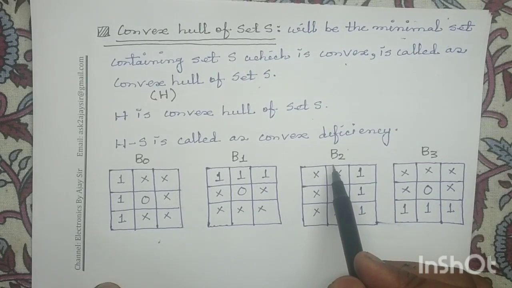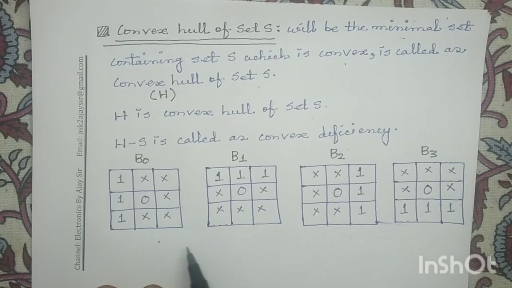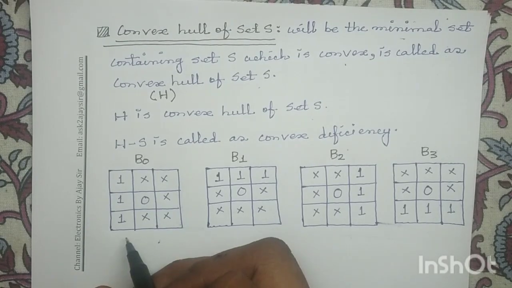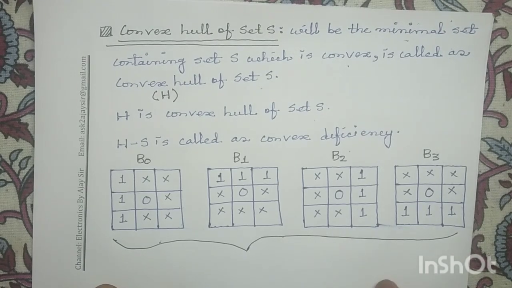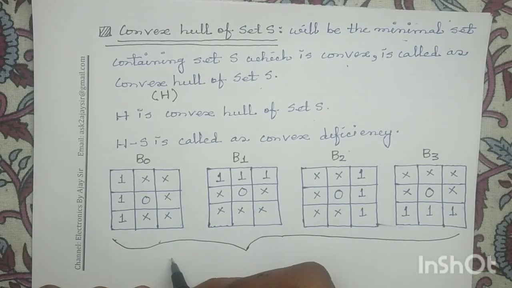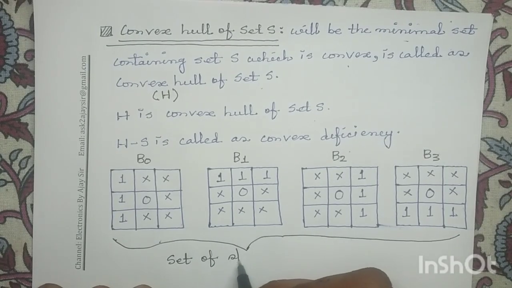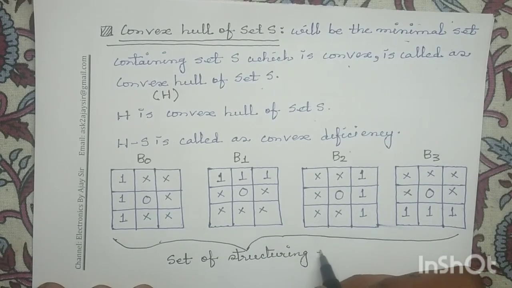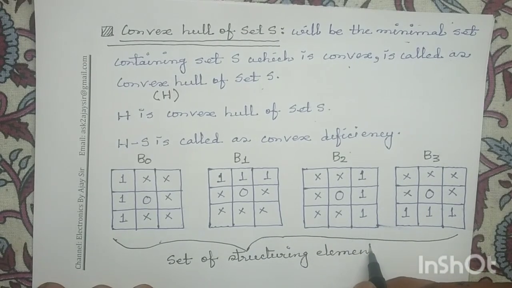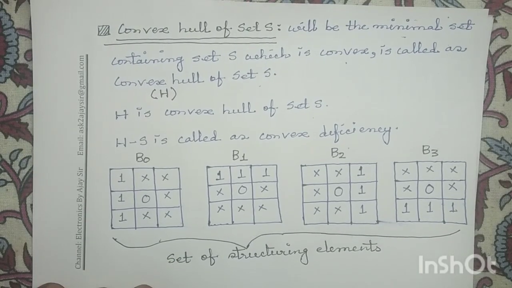In order to perform the convex hull operation, we will use a set of structuring elements, and these are the four different structuring elements. These are the set of structuring elements which we will use in convex hull.